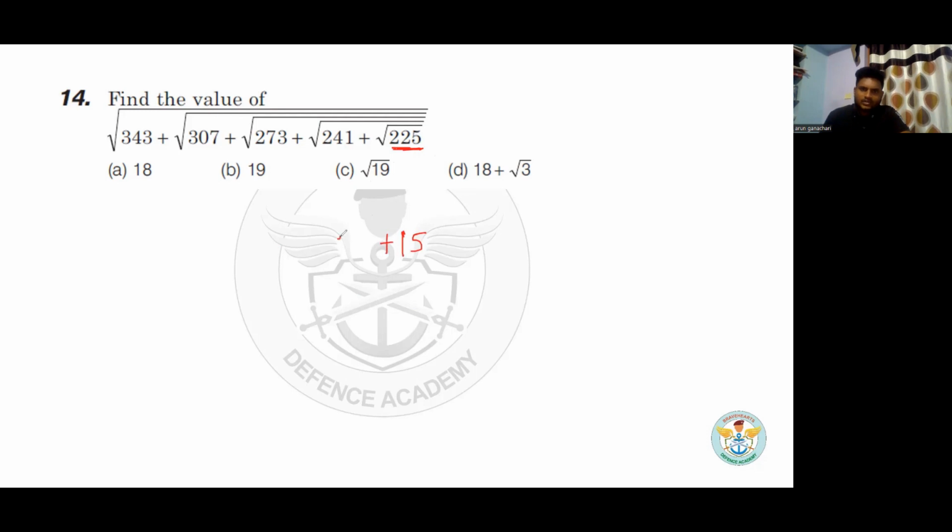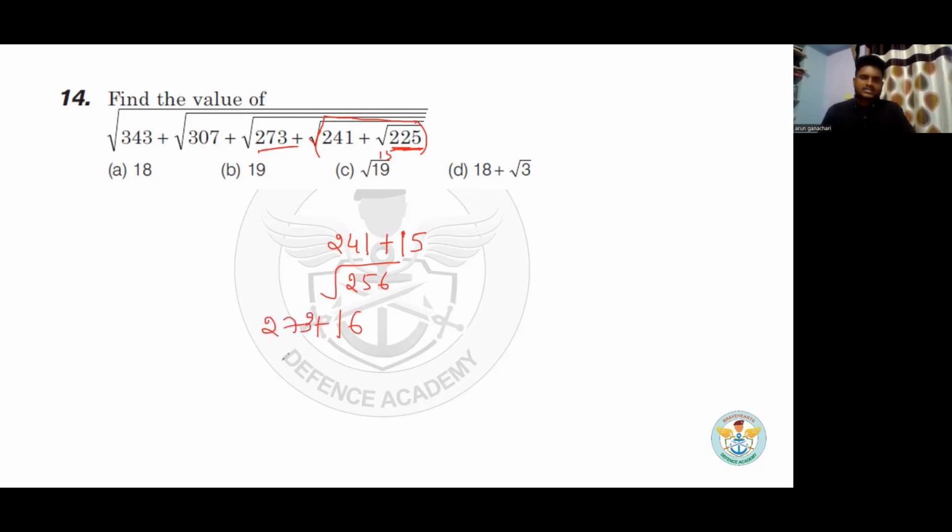Now I have to add 241 to it because that is a new bracket. If I make a bracket like this, square root of 225 is 15. Now if I add 15 to it, what will be my new number? 256. Then I have to find the square root of 256. What is the square root of 256? 16. Then I'll take my next number. What is my next number? My next number is 273.